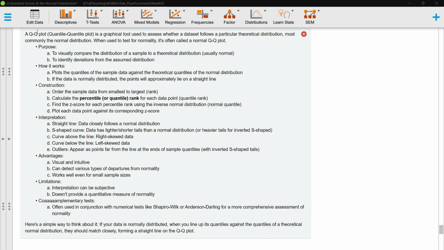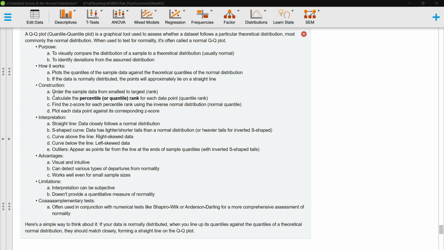What is the purpose of the normal QQ plot? To visually compare the distribution of a sample to a theoretical distribution, usually normal, and to identify deviations from the assumed distribution. So how does it work? It plots the quantiles of the sample data against the theoretical quantiles of the normal distribution. And if the data is normally distributed, the points in the scatter plot will approximately lie on a straight line. So this is strong evidence of the similarity between the two distributions in terms of the shape.